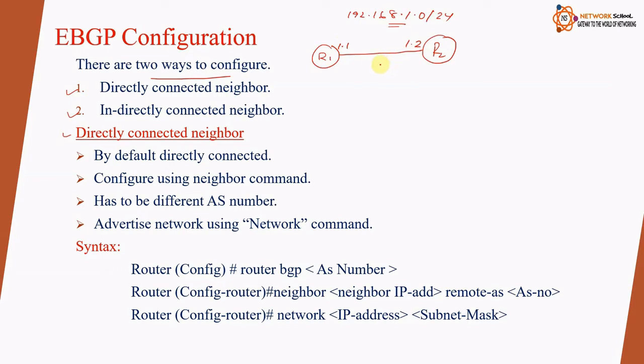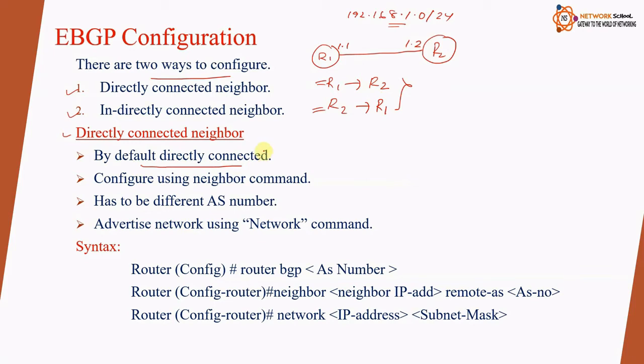When we use the EBGP configuration with a directly connected neighbor, Cisco IOS has been designed in such a way that when we use the command at R1 and specify R2 as our neighbor, and go to R2 and specify R1 as our neighbor, Cisco IOS will presume that these two devices are directly connected. It means these two devices are connected with a single physical cable, and belong to a single subnet. This is the default behavior of Cisco IOS.